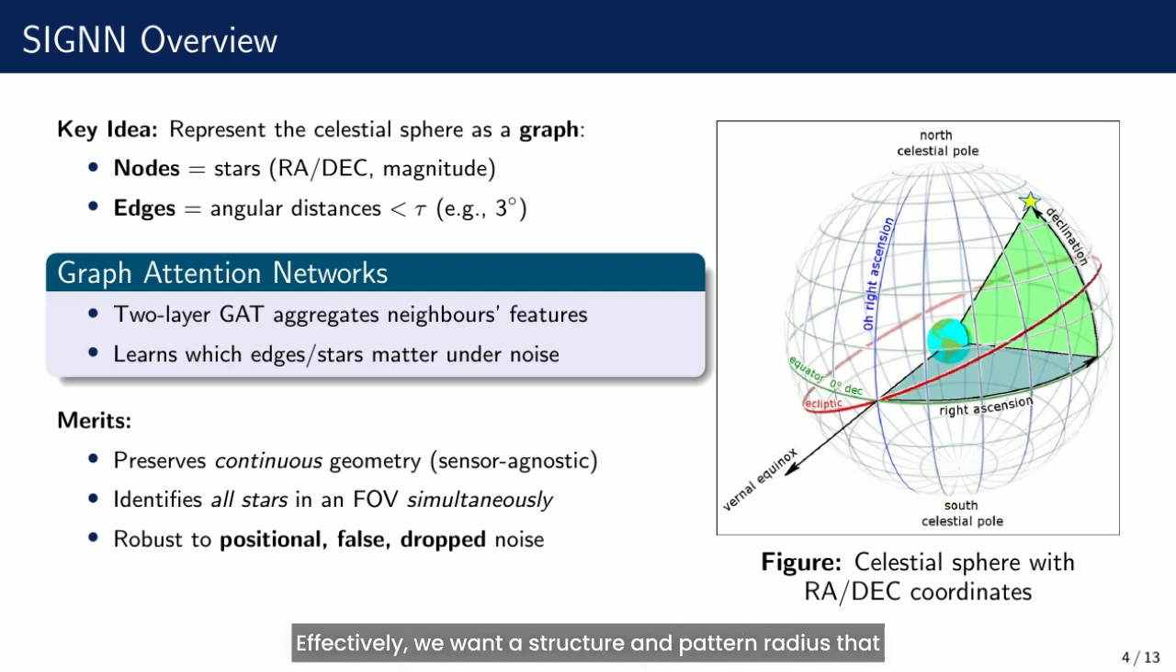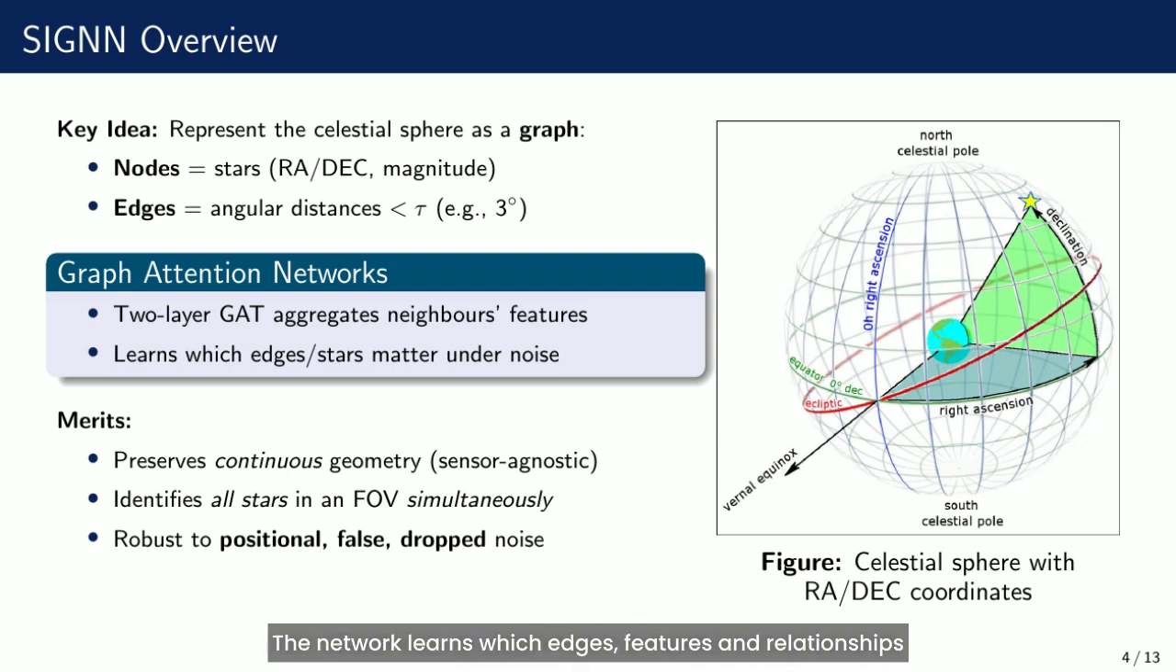Effectively, we want a structure and pattern radius that captures the rich relationships between stars, but one that is still observable within the sort of limited sensor field of views we might expect. As our GNN has 2 GAT layers, the receptive field becomes 6 degrees, which is in line with the comparative works. The celestial graph approach is sensor agnostic, able to identify all stars in an image from a single derived graph, and robust to positional, false, and drop noise.